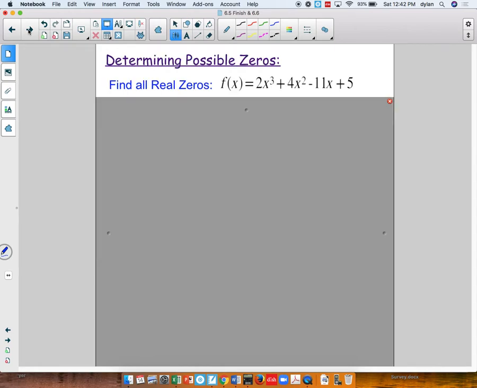So once we find enough zeros, we know we can stop looking for them. The goal of 6.6 is to be able to answer a question like this: I want to find all the real zeros, in other words, all the x-intercepts, of the function f of x equals 2x cubed plus 4x squared minus 11x plus 5.